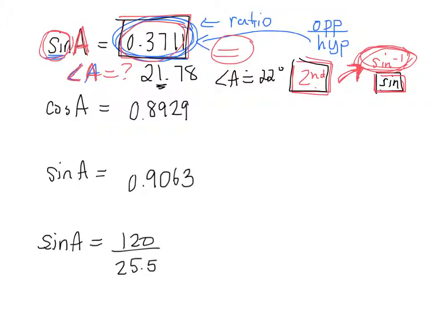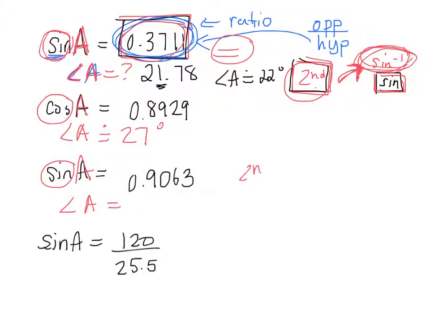So for the second one, this time you have to punch in second cos, because now it's the cosine ratio, okay? So angle A is approximately equal to, tell me to the nearest degree. 27 degrees, good. Let's do the next one. Back to sine. So angle A, and I just called all of these A, whatever the angle's labeled as, right? What is angle A for the third one? This is the sine ratio again, so we're going to punch in second sine, and then 0.9063 equals. Okay, so approximately 65 degrees.